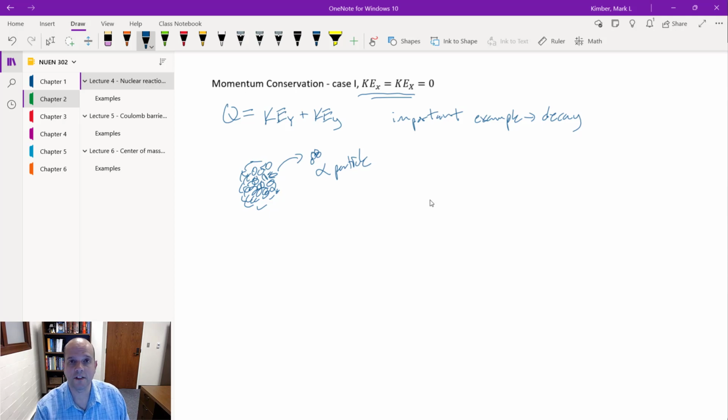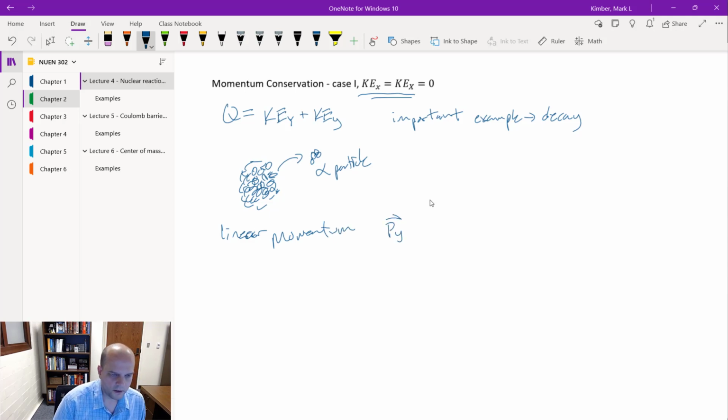So the term there is isotropic. It's an isotropic emission of the alpha particle. There's no way that we could ever predict exactly which way it's going to go. It has the same likelihood of being ejected in any direction. And so in that case, the linear momentum is a vector, and those two have to be equal.